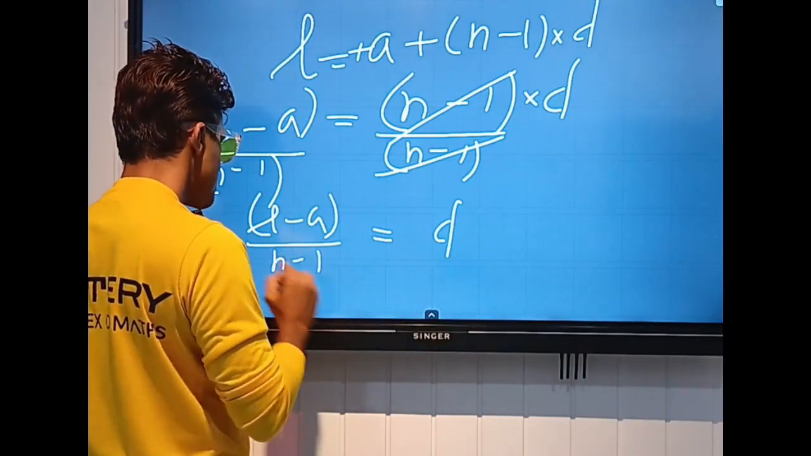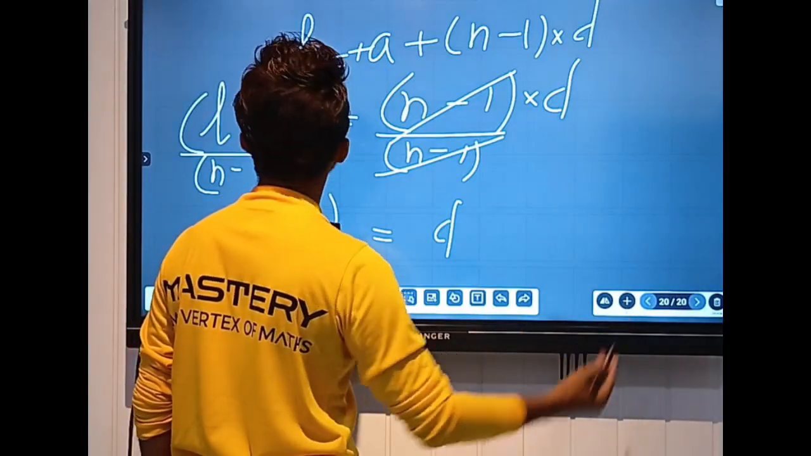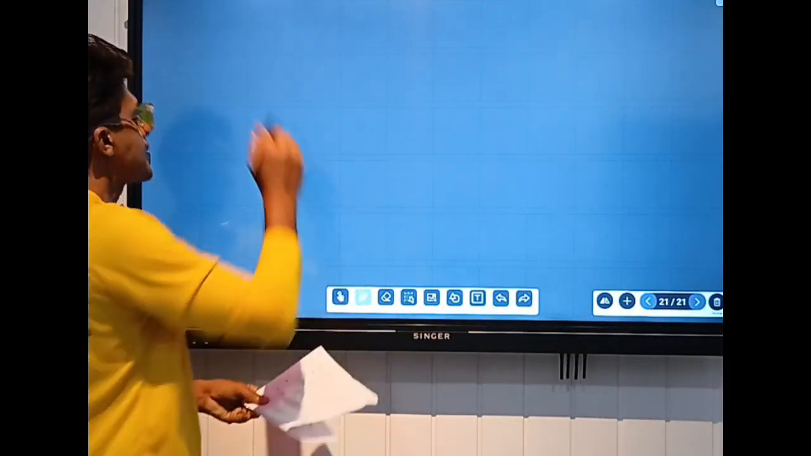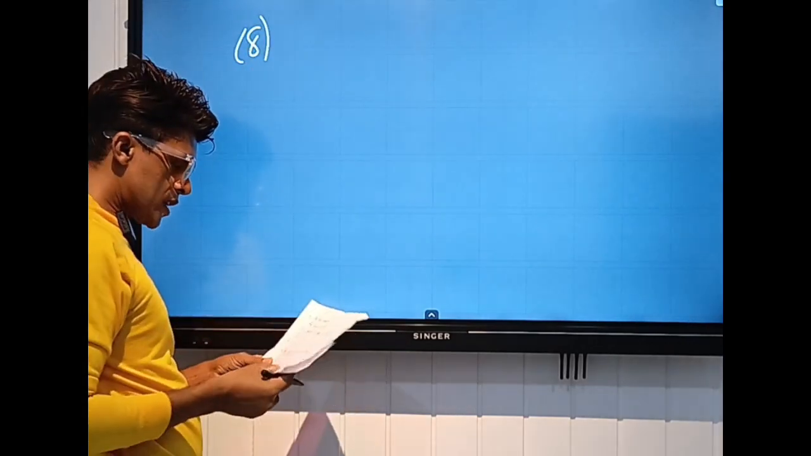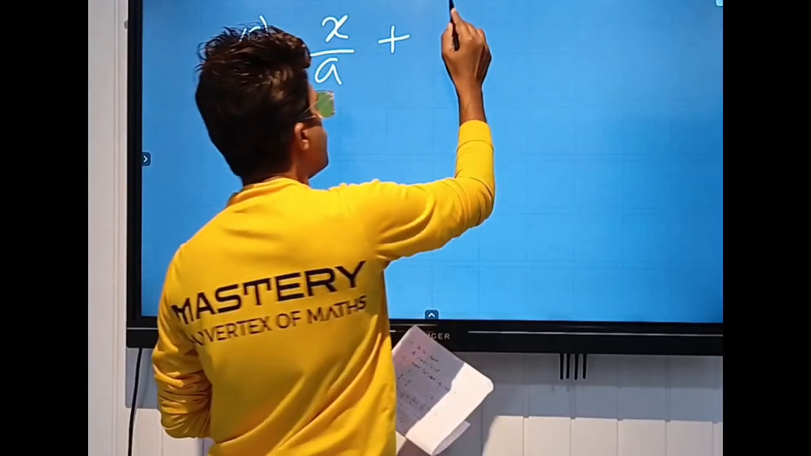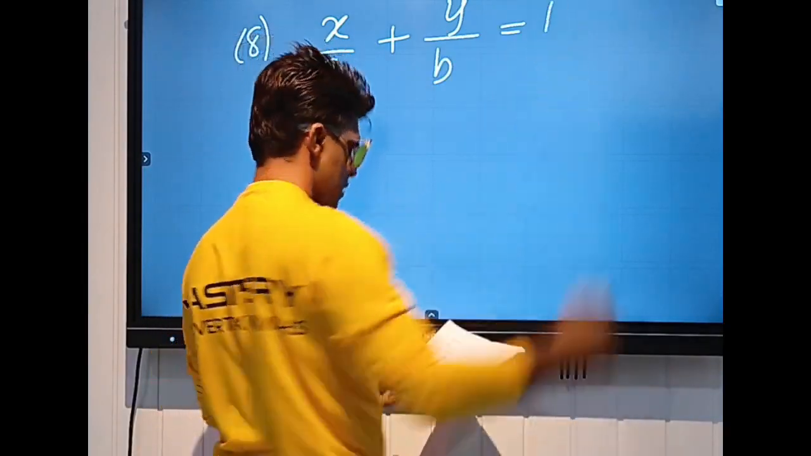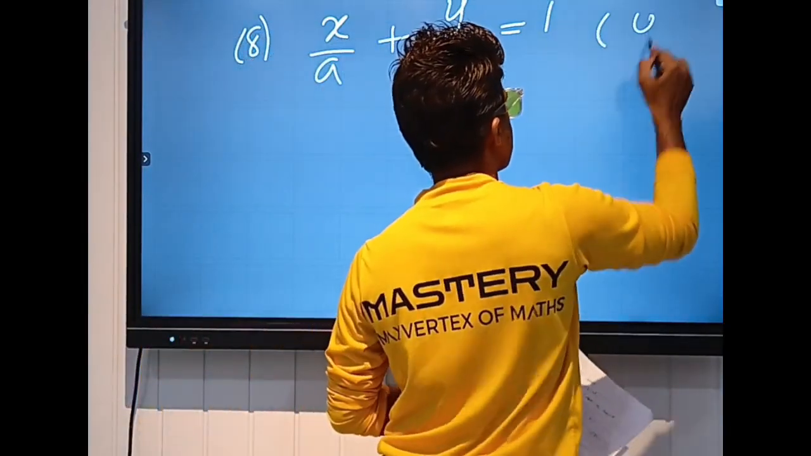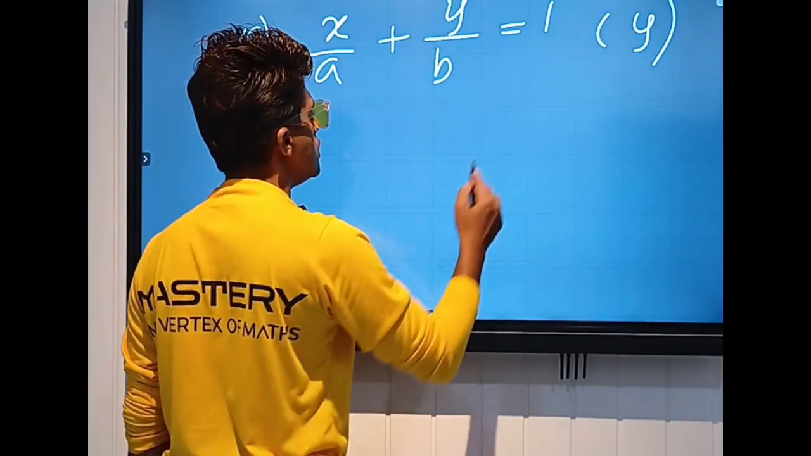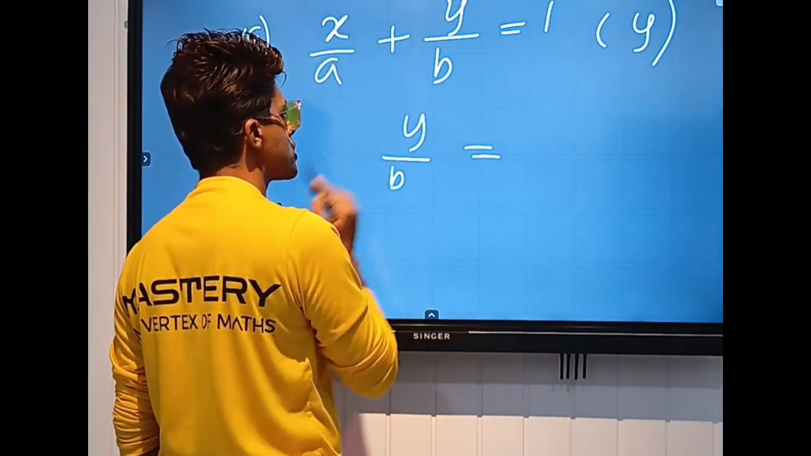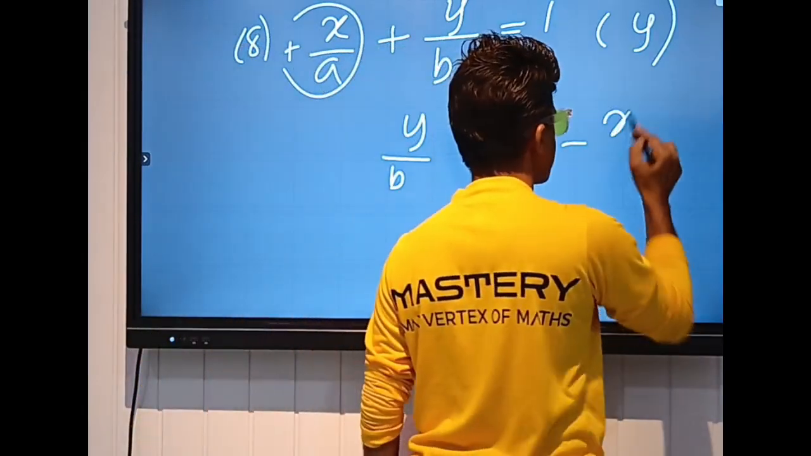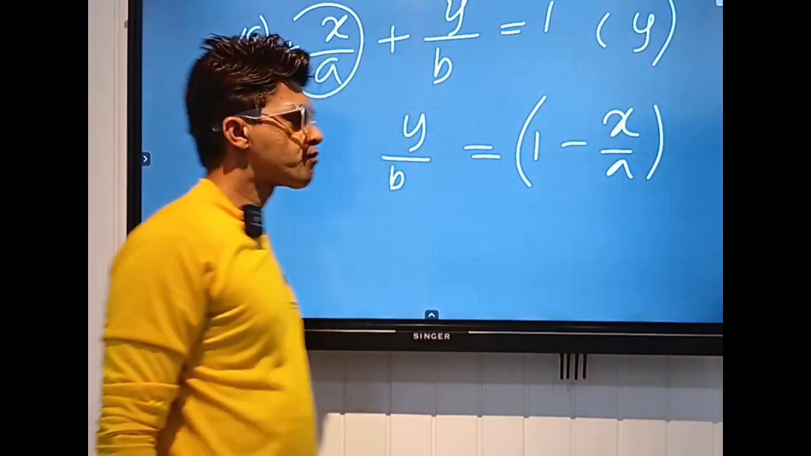The answer. Next question is the 8th question of 7.1. x over a plus y over b equals 1. Make y the subject of this formula. How can you write this y as the subject of this formula? So this segment is put here. 1 minus this whole part is brought here. Then this becomes x over a.